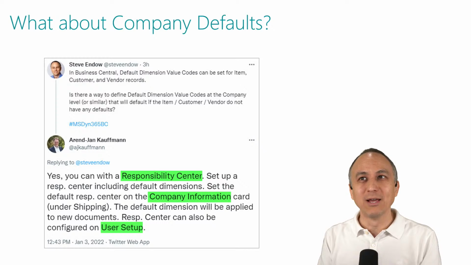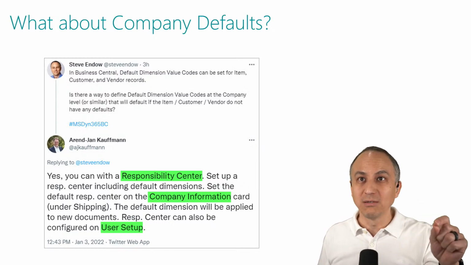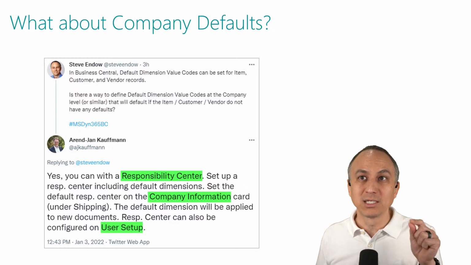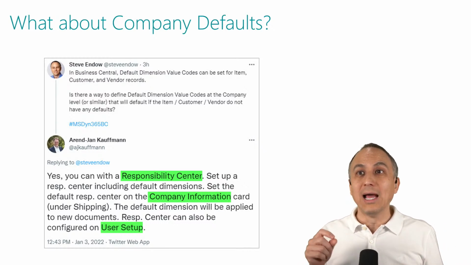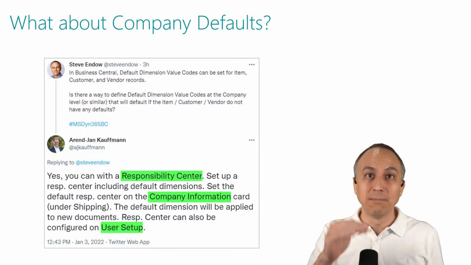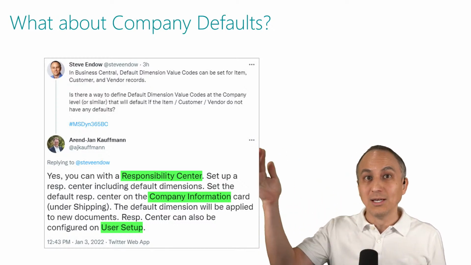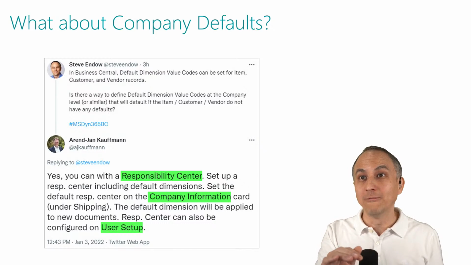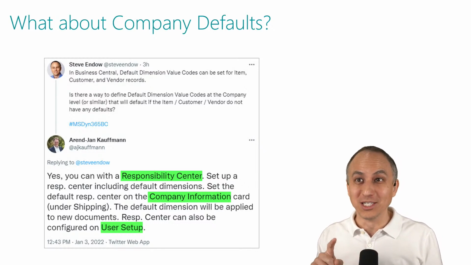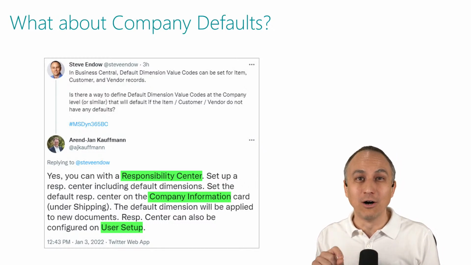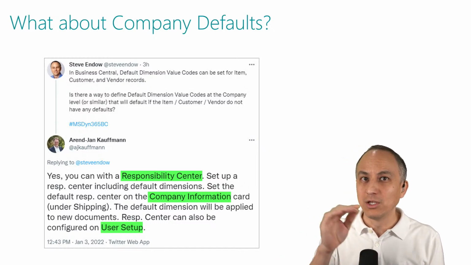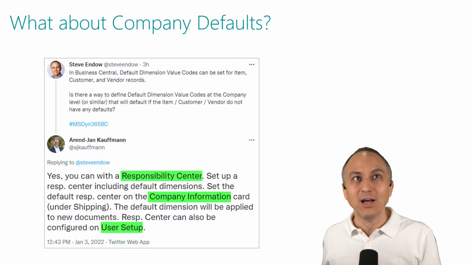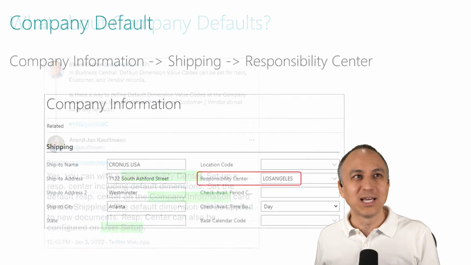Yes, you can with a responsibility center. Set up a responsibility center to include default dimensions. Set the default responsibility center in the company information card under shipping, and then the default dimensions will be applied to new documents. So it's trickling down from the company level. And he also notes a new twist to this. Responsibility center can also be configured in user setup, not to be confused with users, but user setup. Very interesting. So let's take a look at that.